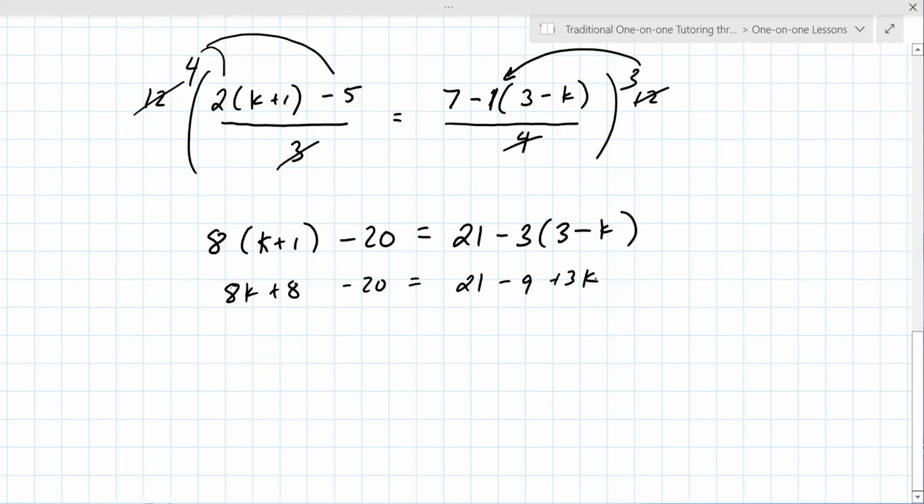Okay, I got an answer. What's your answer? 11 over 24. Okay. So it looks like we got 8k minus 12 equals 12 plus 3k. So did you subtract 3k? Oh, you did not distribute the negative to both.